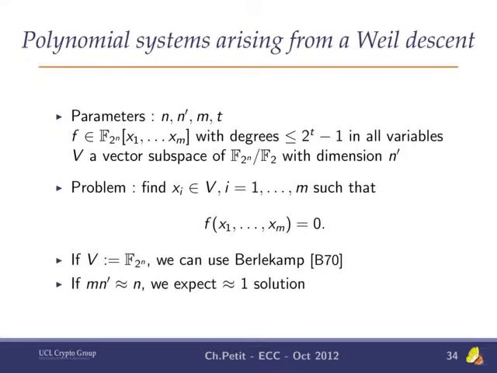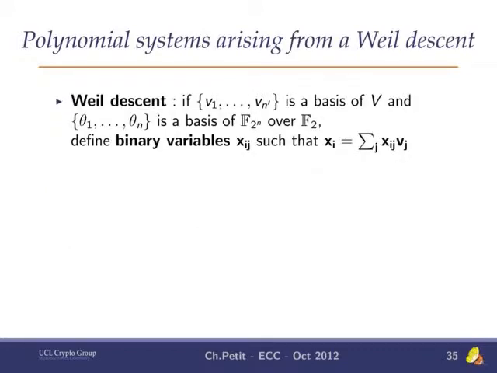Another remark is that I will assume that n times n prime is roughly n, such that, if f is chosen randomly, at least I expect roughly one solution to this polynomial. So starting from that problem, I apply a Weil descent like before. Let v1 to vn prime be a basis for V, and let theta1 to theta n be a basis for F2 to the n over F2. I define binary variables x_ij such that x_i, which is a variable over F2 to the n, is the sum of x_ij v_j.